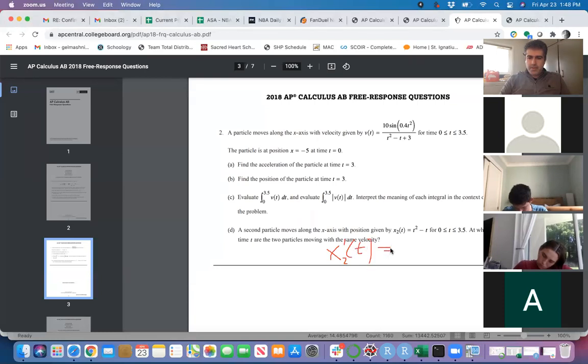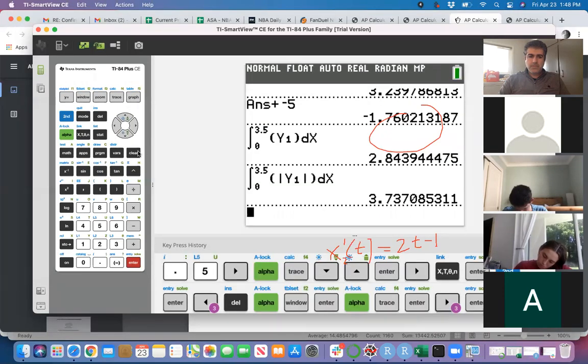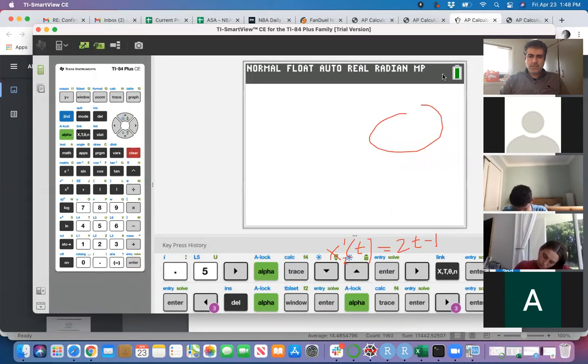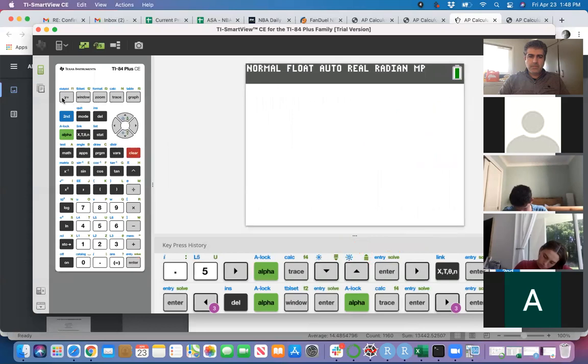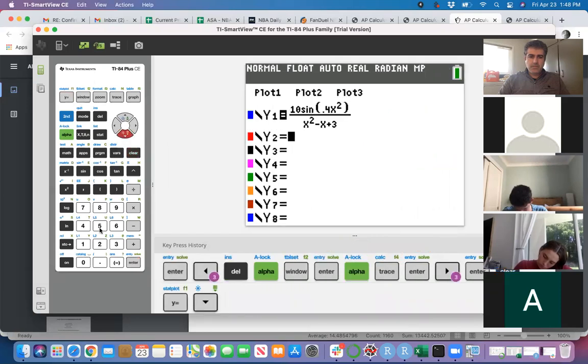That's going to be 2t minus 1. Now, I want to see when that velocity is the same as that velocity. I want to know at what time those velocities are the same. So, 2x minus 1. Okay.